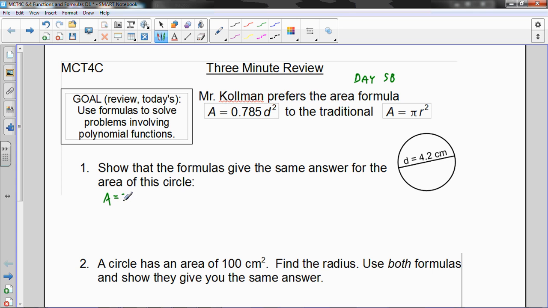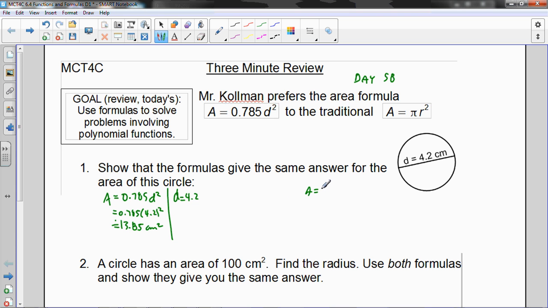Okay, well, Mr. Coleman's formula is this one, d squared. D is 4.2. We can just sub it right in. Bash that into a calculator, and you get about 13.85 centimeters squared for area.